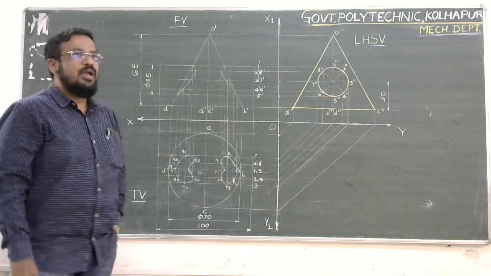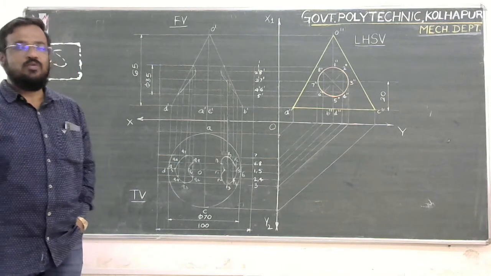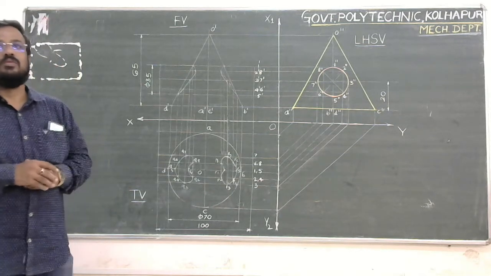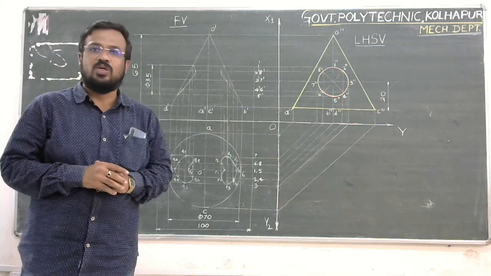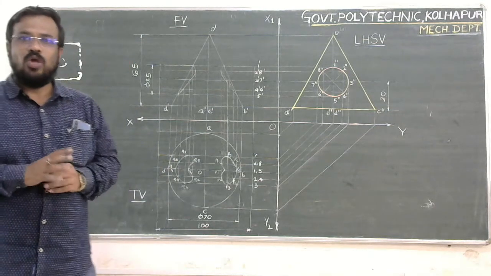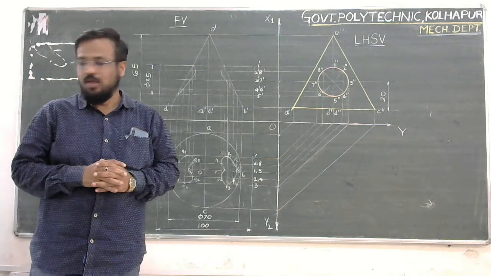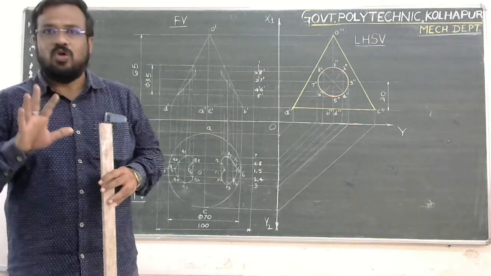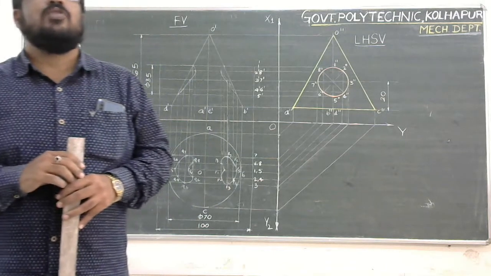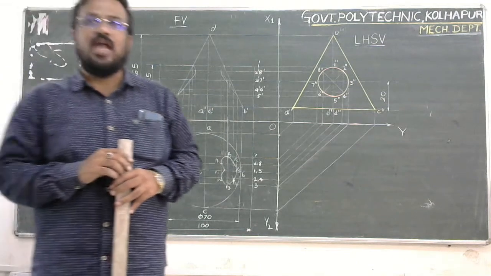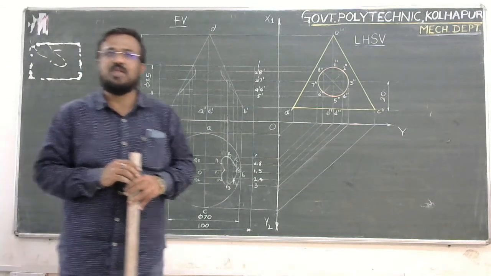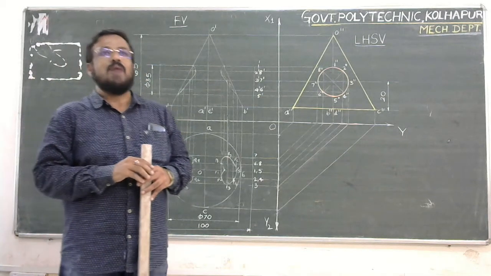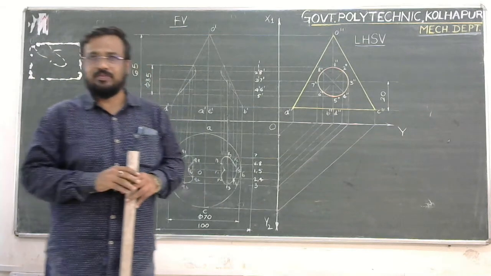In this intersection of solids topic, today we are going to discuss a problem based on penetration of a horizontal cylinder into a vertical cone. So the position of the solids: the first solid is a cone which is standing vertically, and this cone is being penetrated by a horizontal cylinder.